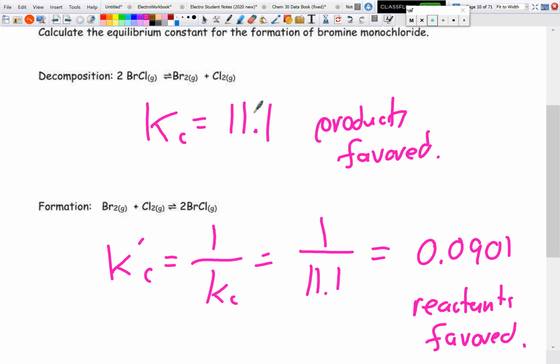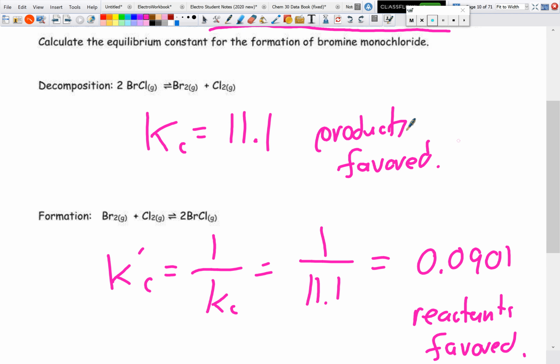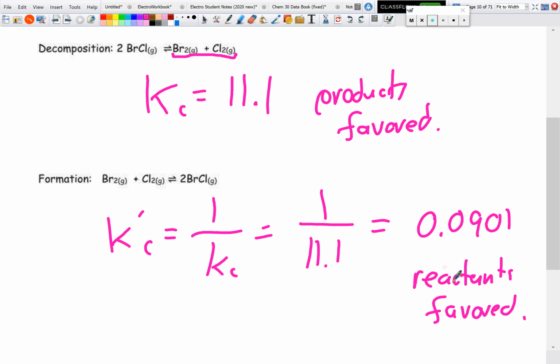Now, it should make sense as well, that if for the decomposition we have a number greater than 1, the products are being favored, so that means bromine and chlorine, the formation of those, are being favored. Whereas if we take the reverse reaction, or the formation, where bromine and chlorine react to produce bromine monochloride, the reactants are favored, so same thing, that means that bromine and chlorine are being favored. So you'll notice that we're using the same numbers, but whether we're looking at decomposition or formation, they're telling us the same thing, that bromine and chlorine are being favored in this particular reaction.